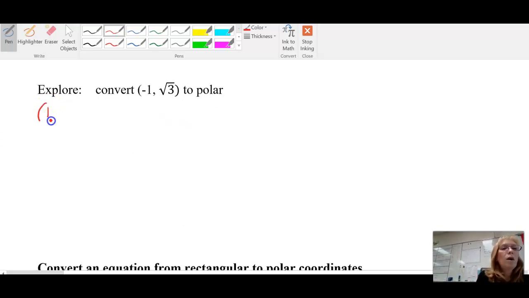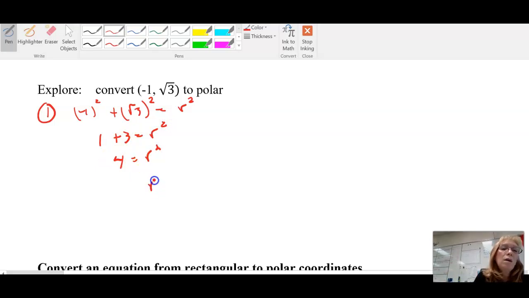Okay, step 1 is negative 1 squared. You have to find r: plus the square root of 3 squared equals r squared. So 1 plus 3 equals r squared. 4 equals r squared. R equals 2. It has to be positive because it's a radius, right? Can't be negative. Well, it can, but not yet.